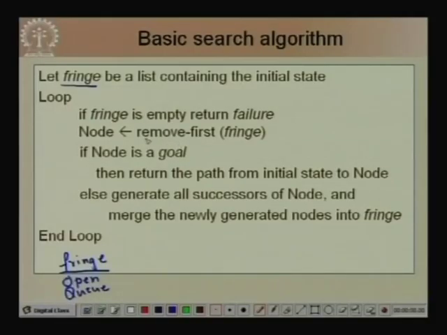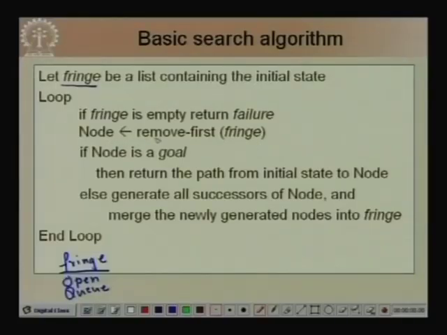Otherwise, the algorithm removes the first node from the fringe. And let us call this node. If node is a goal, here the goal test is applied. If node is a goal, then the algorithm returns the path from initial state to node. Starting from initial state, when the algorithm expands node and finds that node is a goal, the algorithm needs to return the path to come from the initial state to the goal.